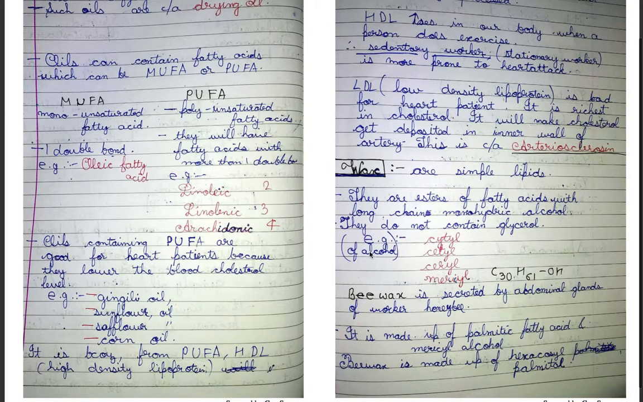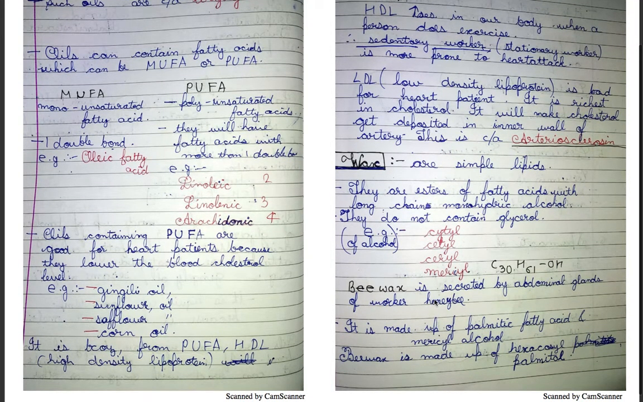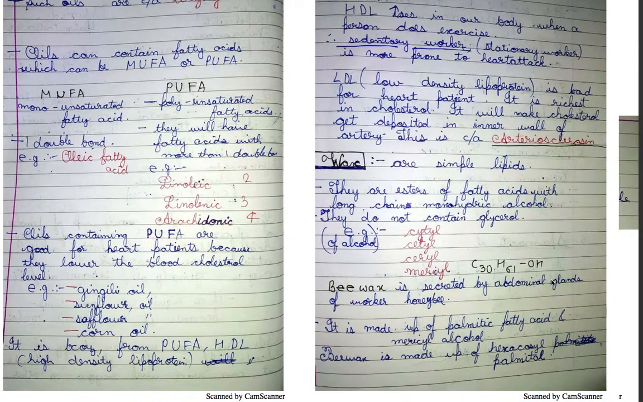Now examples of alcohol are cetyl and myricyl. Myricyl has this formula, C30H61OH, OH since it is alcohol. Now beeswax, number one wax, is secreted by the abdominal glands of worker bees. It is made up of palmitic fatty acid and a long chain alcohol. Beeswax is made up of hexacosyl palmitate.